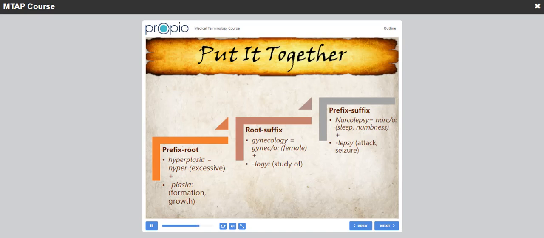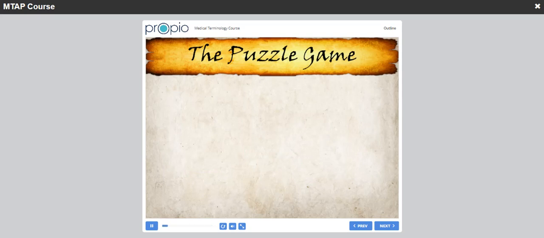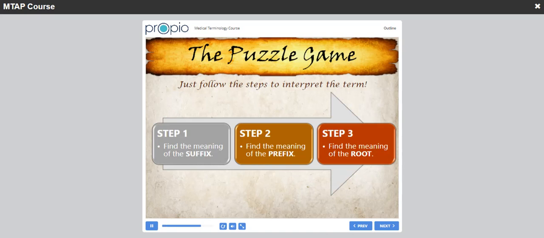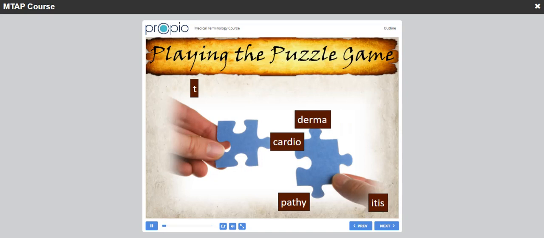Let's play the puzzle game. Just follow the steps to interpret the term. Step 1. Find the meaning of the suffix. Step 2. Find the meaning of the prefix. Step 3. Find the meaning of the root. Now put it all together and interpret the meaning. Remember, it's a game. Just take bits of meaning and put them together into a larger meaning. Then interpret the meaning. Now it's time to talk about register and terminology.